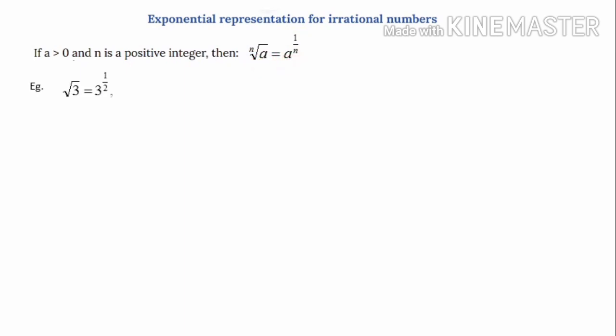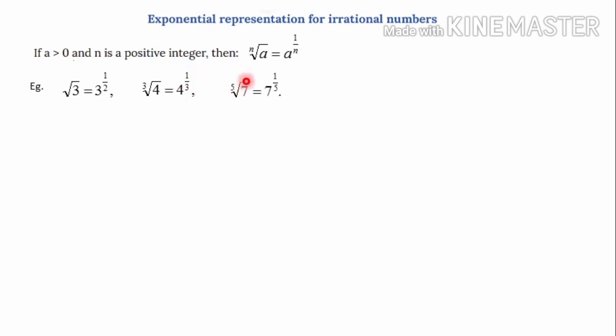So, the nth root of a is equal to a power 1 by n. Let's consider some examples. Square root of 3, we can write it as 3, the base, power 1 by 2. Next example, cube root of 4: the base is 4, and the 3 comes here as 1 by 3. So you just take the reciprocal and write it as the power. In the case of square root, we write it as 1 by 2. Then for cube root, 3 is there, and when you write it as a power, you write it as 1 by 3.